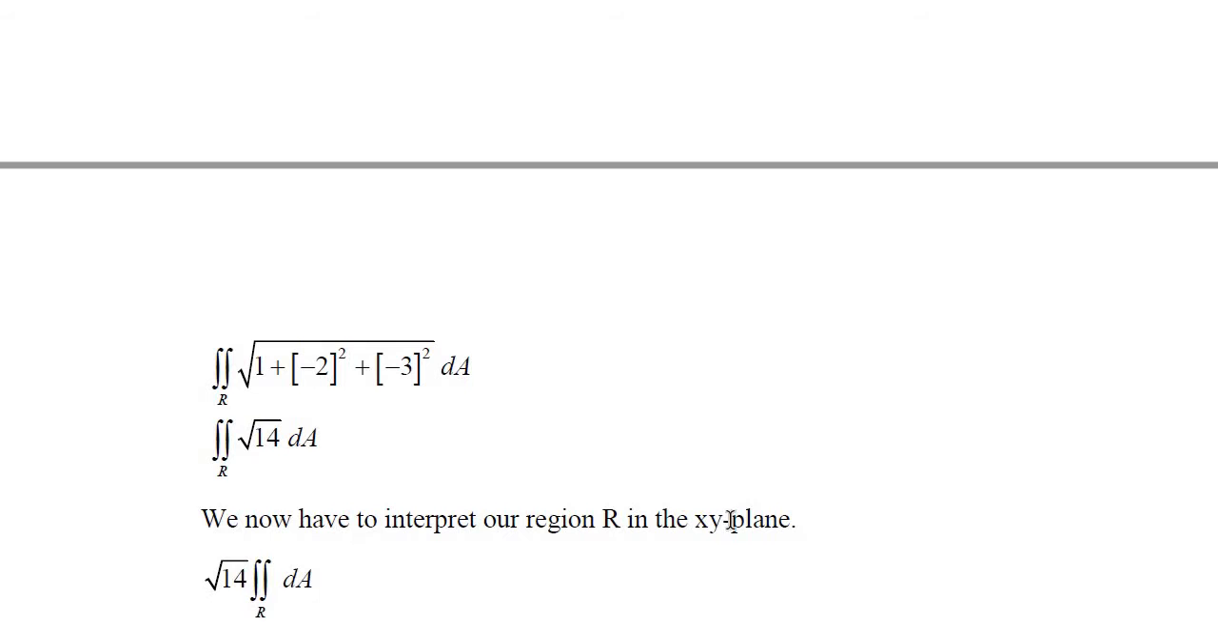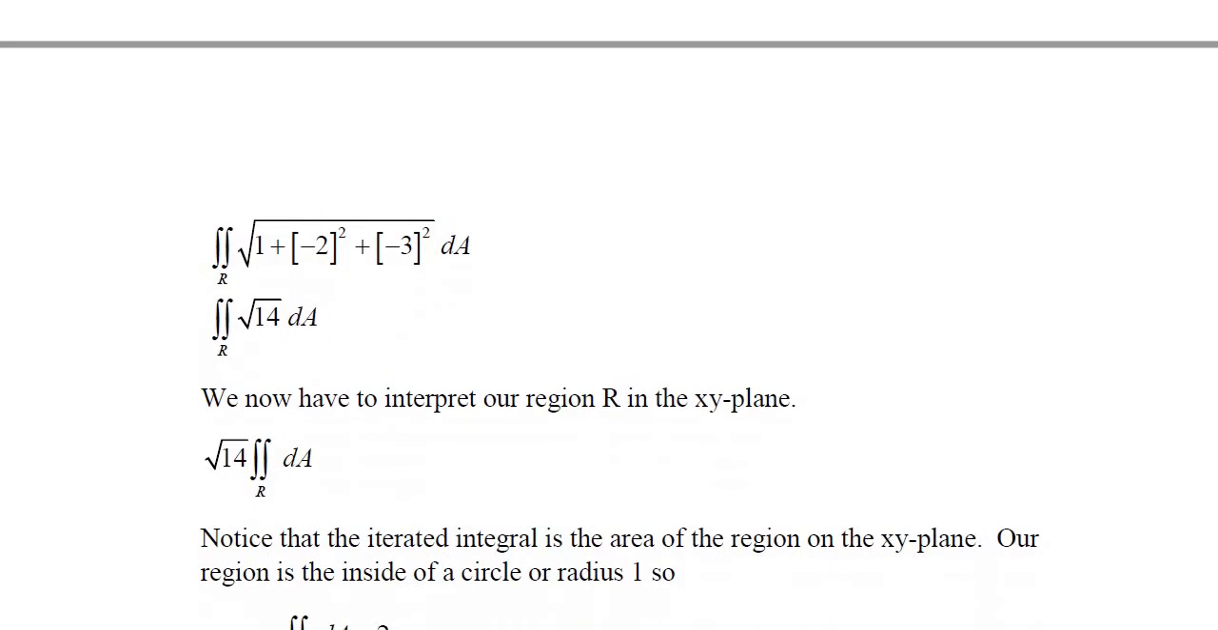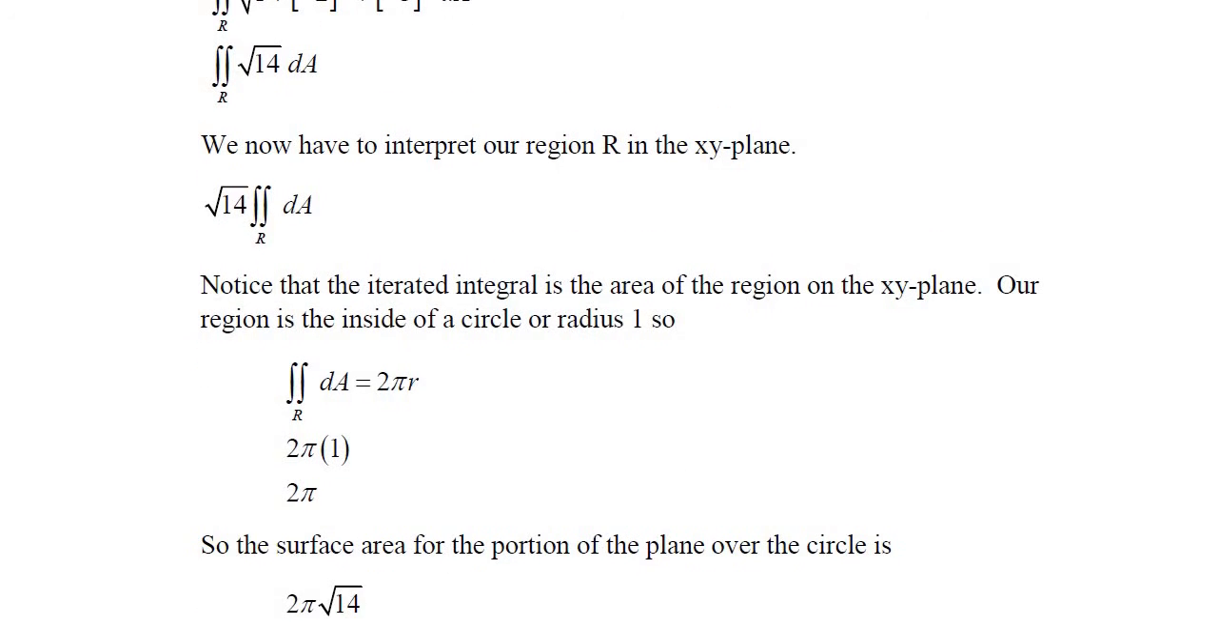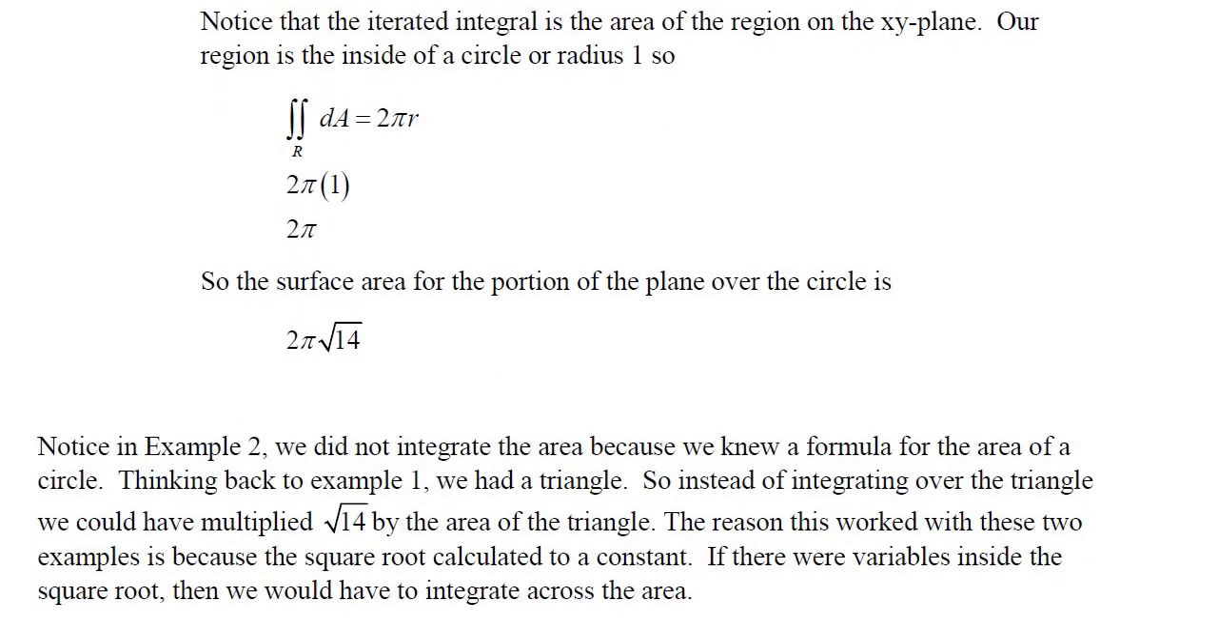Well, if I'd noticed at the beginning that all this is doing here is calculating the area of that region, then I can just use my formula for the area of a circle, which is 2 pi times the radius. So that gives me 2 pi times 1. And then times the square root of 14 out there, that gives me 2 pi times the square root of 14.